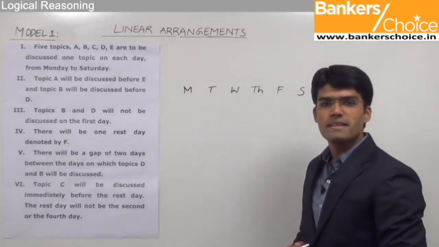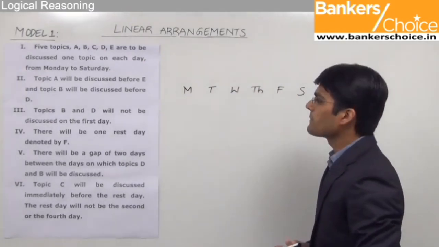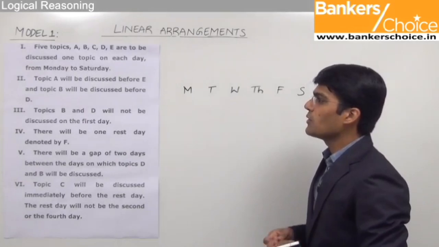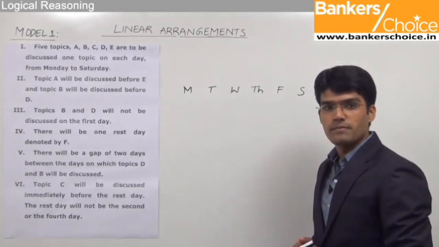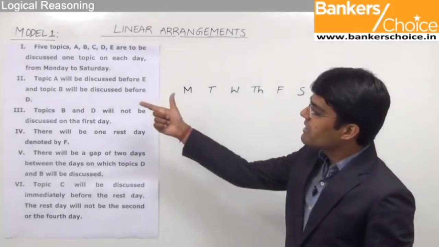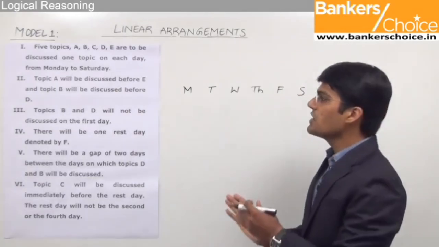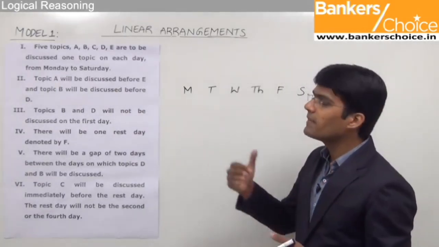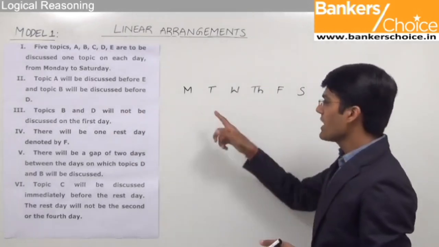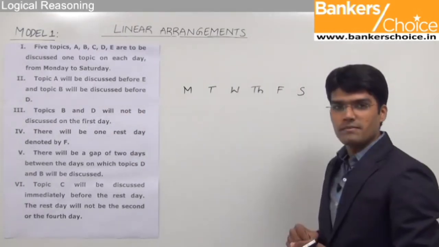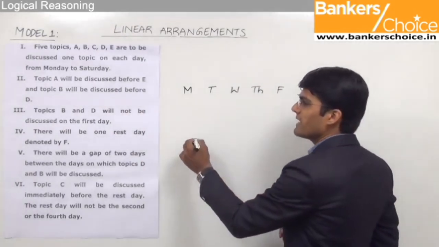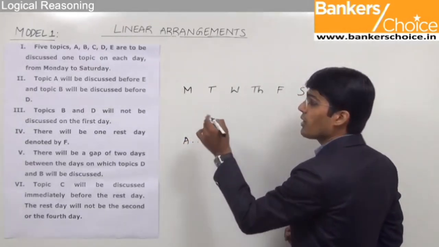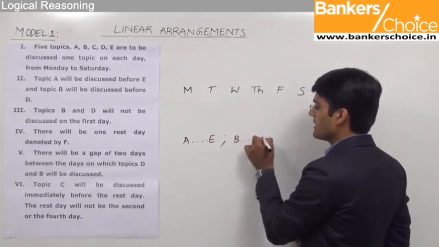And there are 5 topics A, B, C, D and E. The next point here is topic A will be discussed before E and topic B will be discussed before D. So the only information which we can make out from the second point here is A should come before E and B should come before D. But exactly where they will come is not given to us. So we cannot place them on any of the days. But let us just make a note of that point, saying that A should come before E and the second point is B should come before D.